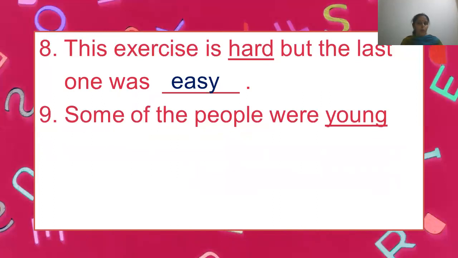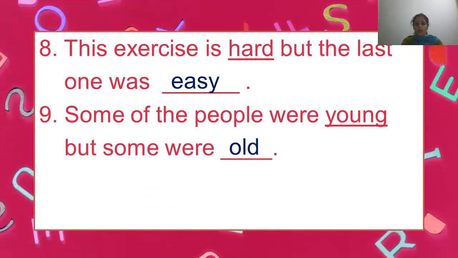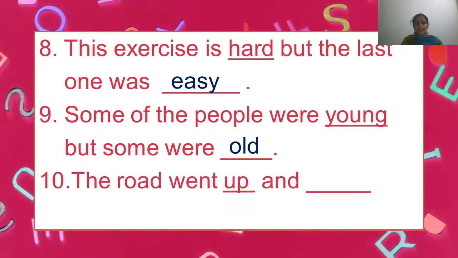Some of the people were young, but some were, yes, old. The same question was there earlier also. That was in singular, now it is in plural. That's the only difference. So you all know, you can write down the answer. Some of the people were young, but some were old. Clear? Let's see the next one.